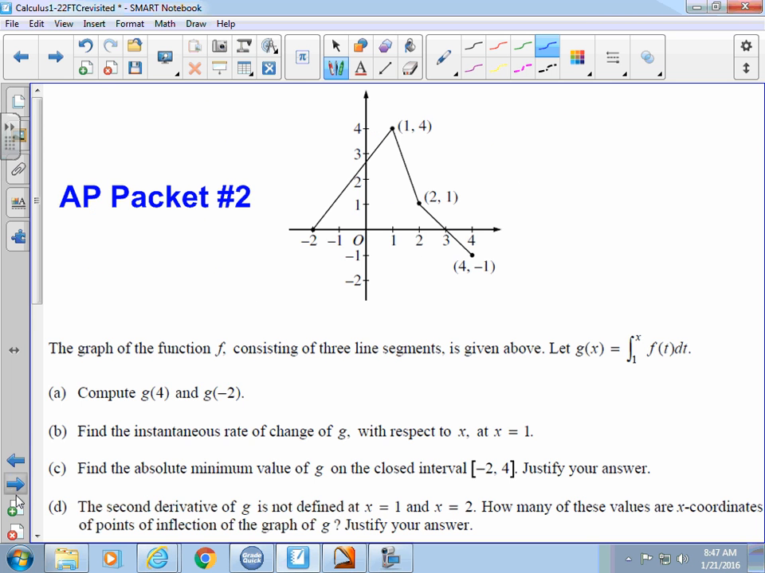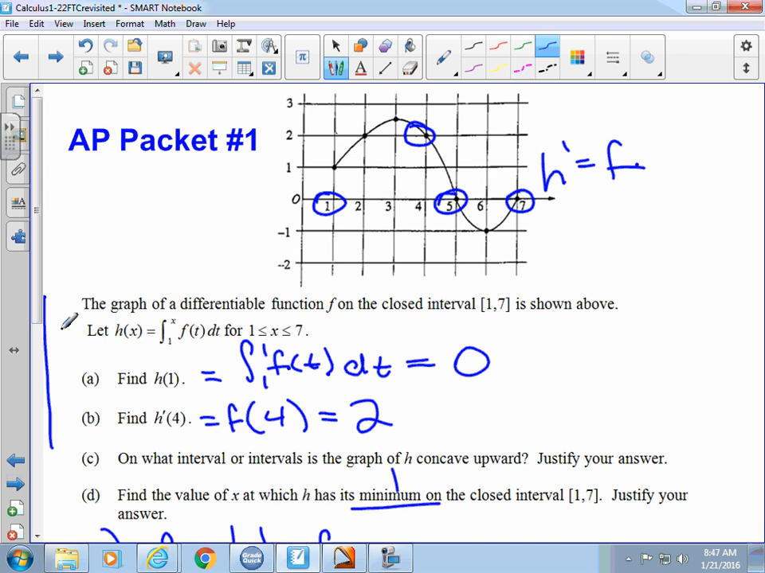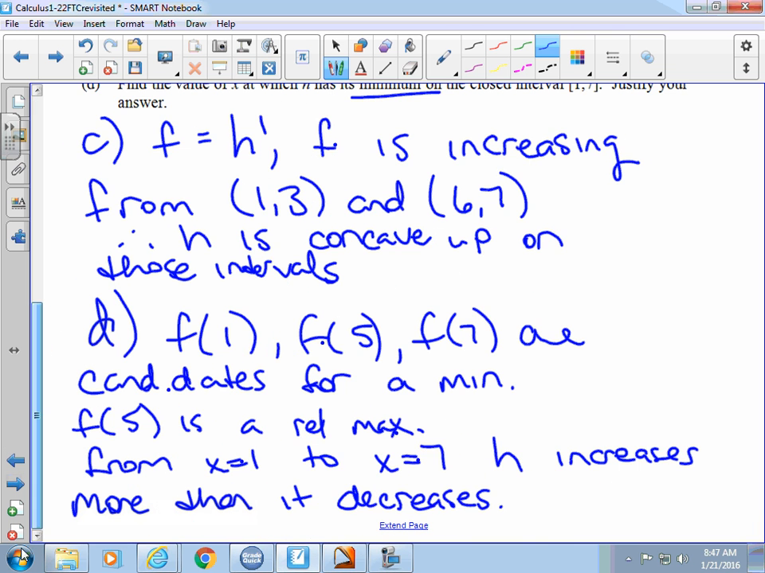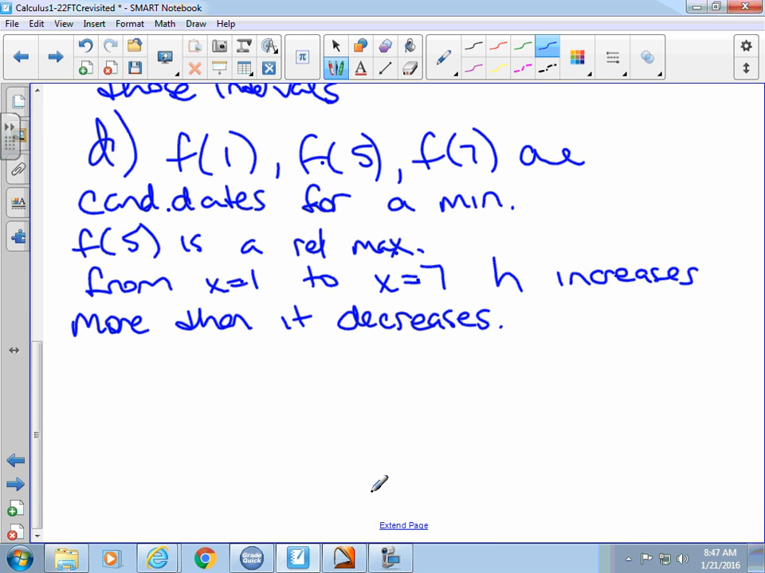Yep, it's probably not a bad idea. Therefore, x equals 1 is where h has a minimum. Yeah, you're right, I needed to answer the question. I never did. Normally I do it at the beginning. I don't know where I was going with that.